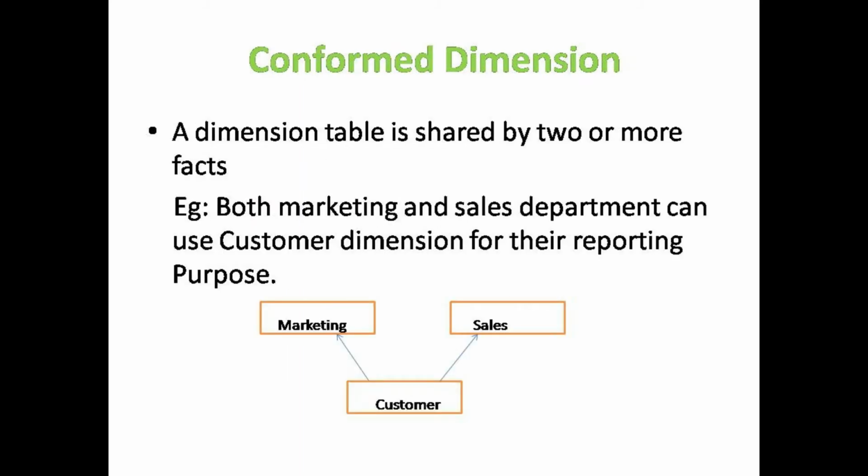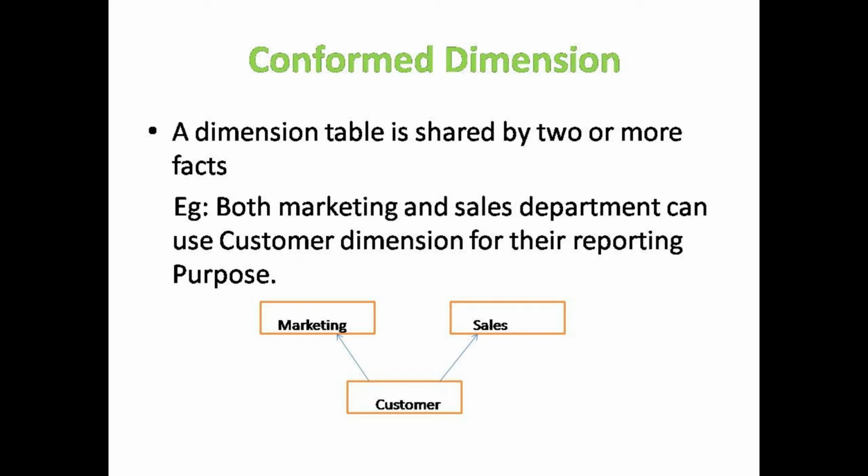What is conformed dimension? A dimension table is shared by two or more facts. Means one dimension table is shared with two or more facts. Here example, both marketing and sales department can use customer dimension for their reporting purpose.